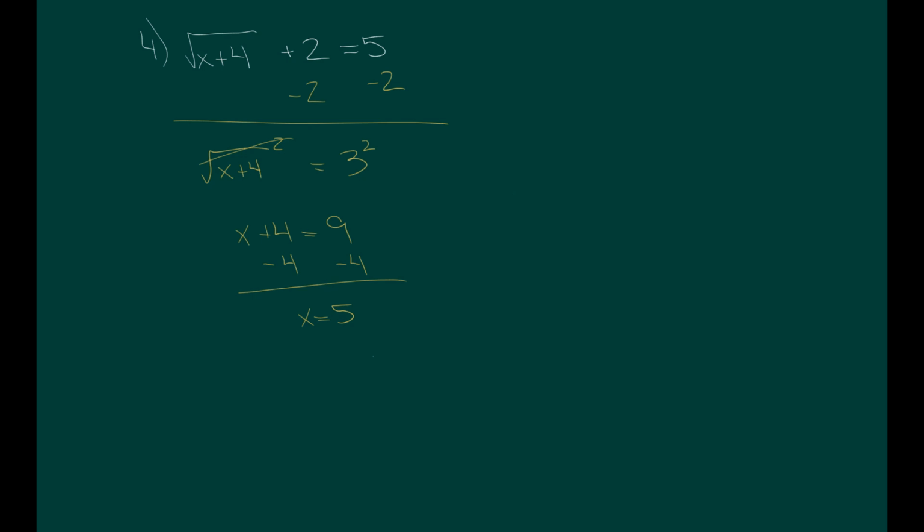So that looks good, but let's just go make sure that it works. So we have 5 plus 4 plus 2 equals 5. So that would be the square root of 9.